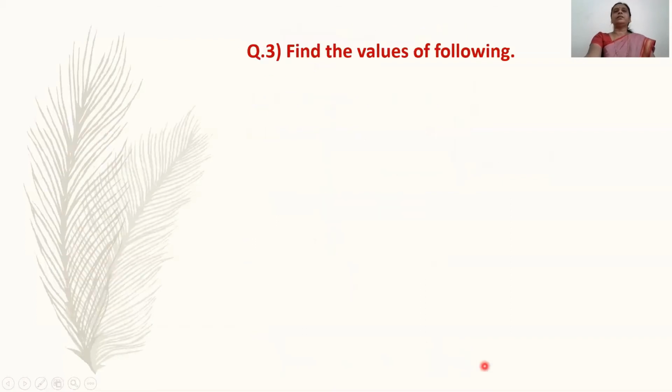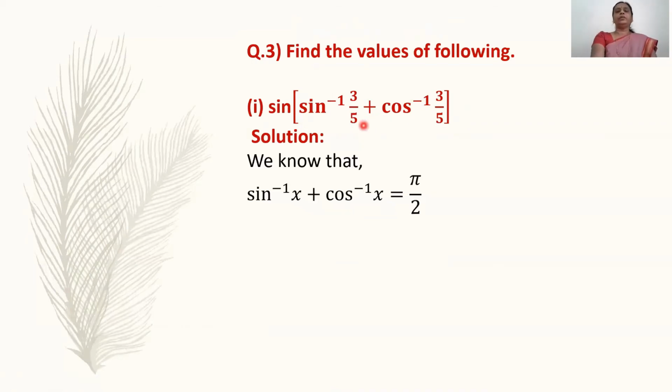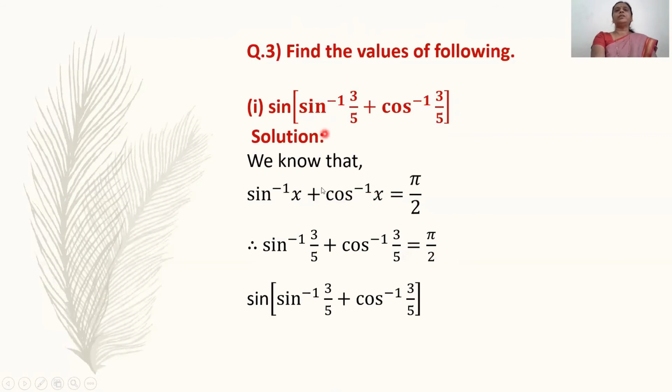Then see the next example. Find the values of the following. The first example is sin in the bracket sin inverse 3 by 5 plus cos inverse 3 by 5. Here we will use the property sin inverse x plus cos inverse x is equal to pi by 2. Therefore, using this property, the value of this function sin inverse 3 by 5 plus cos inverse 3 by 5 is pi by 2. Write down this given equation as it is, sin in the bracket sin inverse 3 by 5 plus cos inverse 3 by 5.